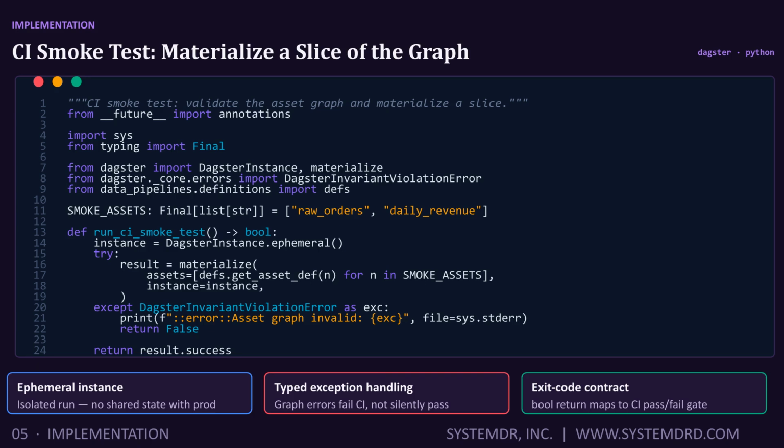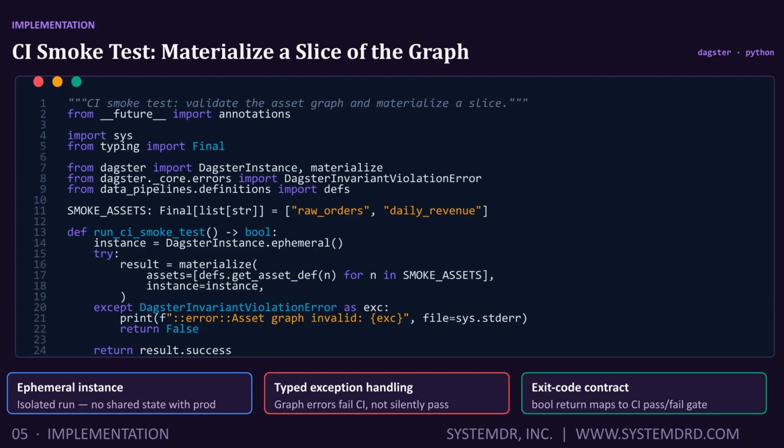Notice there are 2 failure modes handled explicitly and differently. A Dagster invariant violation error means the graph itself is malformed, a broken dependency, a duplicate asset key, and it's caught before any computation even runs. A result.success check afterward catches a runtime failure inside one of the actual computations. Both paths print a properly formatted error annotation and return false, and that Boolean return is what turns into a non-zero process exit code, the actual mechanism that fails the CI job and blocks the merge.